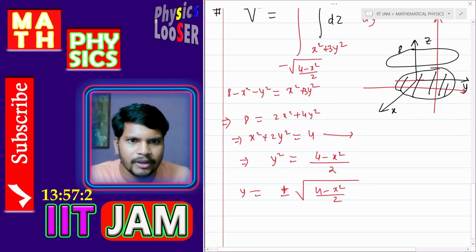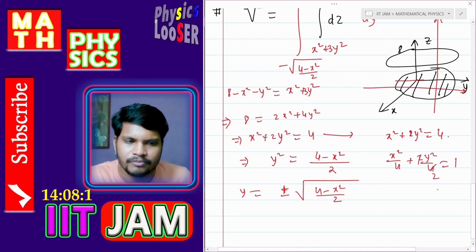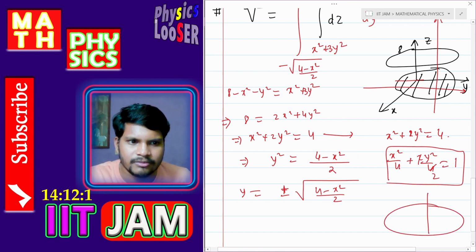So I can say that this looks like x square plus 2y square is equal to 4. So I can just write x square by 4 plus 2y square by 4 is equal to 1, which is basically y square by 2. So this is like an ellipse equation, isn't it? So this is the elliptical equation.